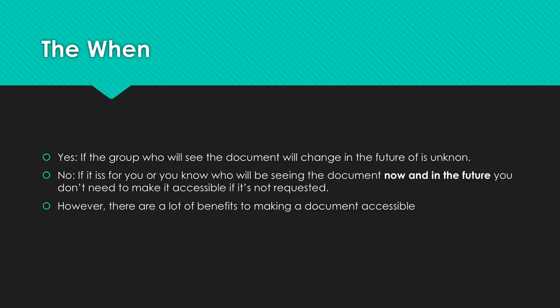If it's just for you, or if it's for, you know, your lab group, for instance, you generally know the makeup of your lab group and what their particular needs are. If they don't need something that's accessible, you don't have to do it. That being said, this is called habitual accessibility for a reason.